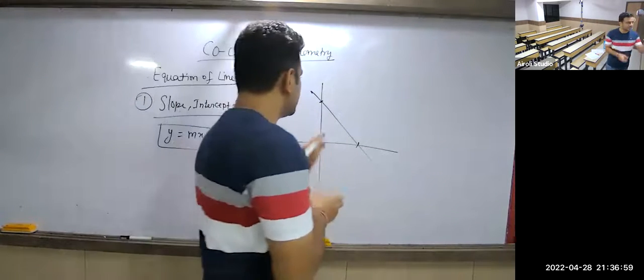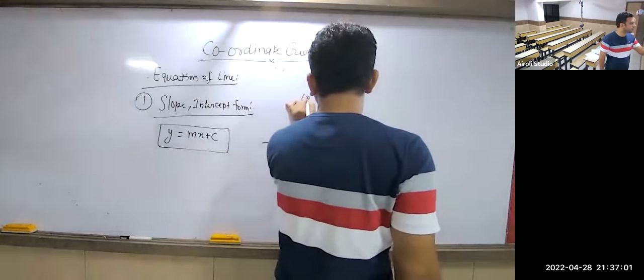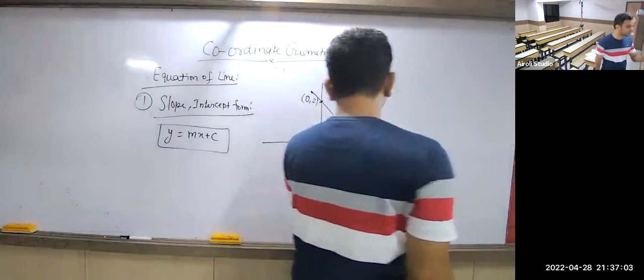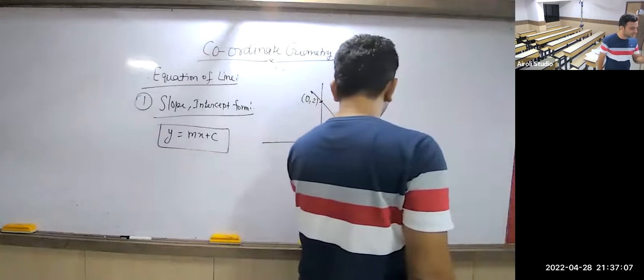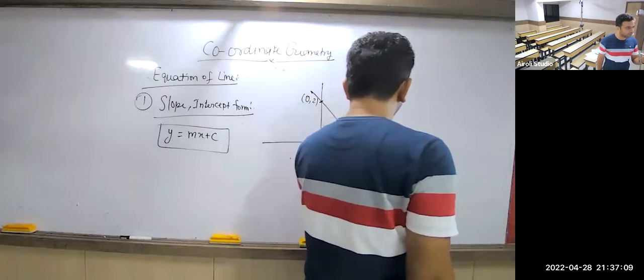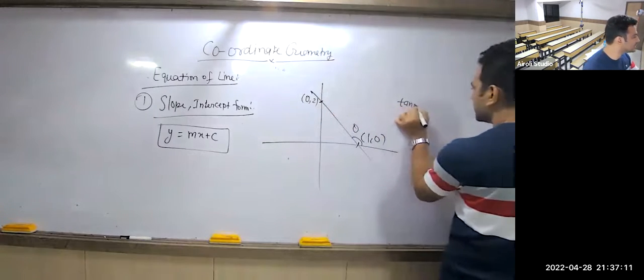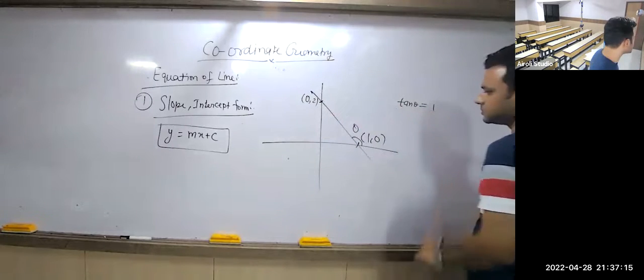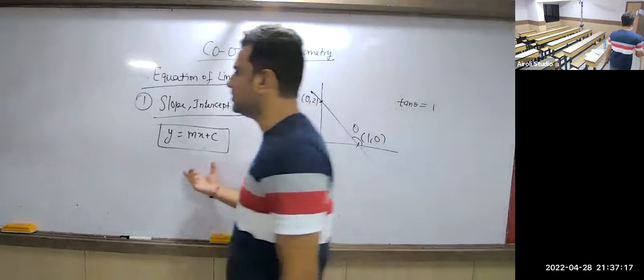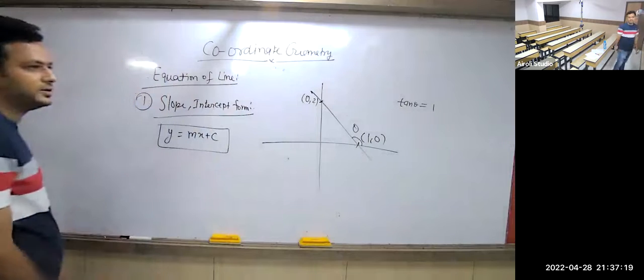So if I'm saying its coordinate is, let's say, 0 comma 2, and its other coordinate is 1 comma 0, and it is making an angle of theta, for this tan theta is given as 1. So can anyone tell what will be the equation of the line?